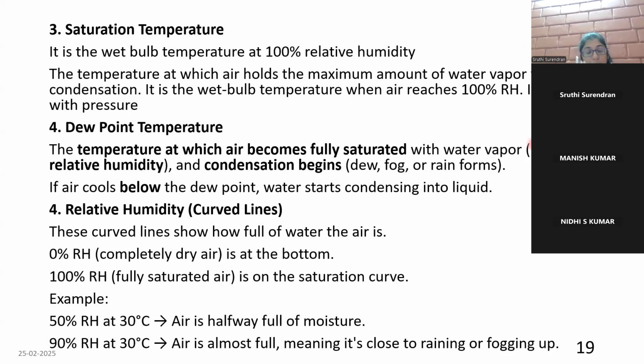Because at this temperature, if water vapor starts getting added to the air, some existing water vapor will cool down, condense, and convert from the vapor to the liquid phase. So that particular temperature which can hold the maximum amount of water vapor is called the saturation temperature. Now, if water vapor tends to evaporate beyond the saturation temperature, it will result in condensation. So the temperature at which the air becomes fully saturated with water vapor and condensation begins is called the dew point temperature.